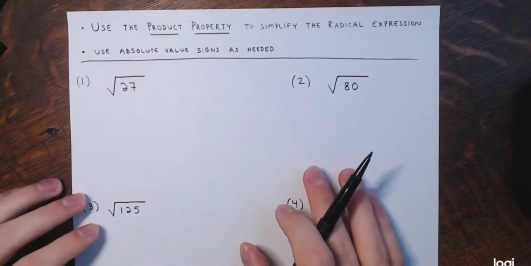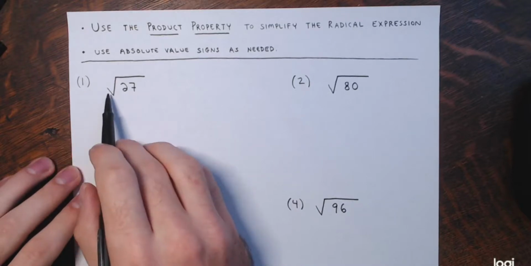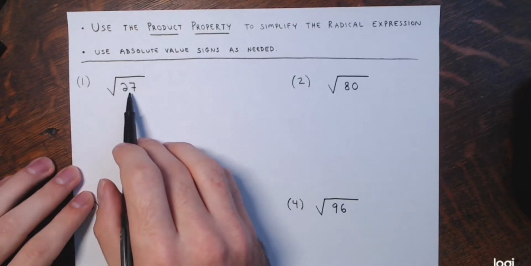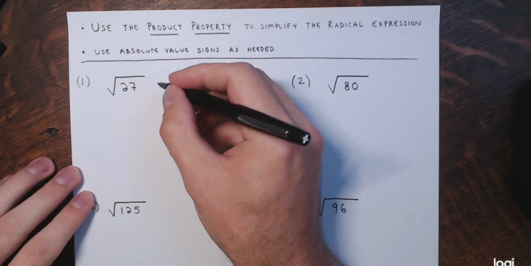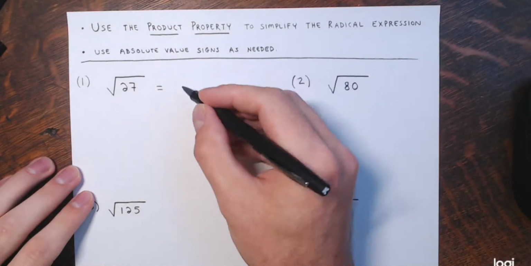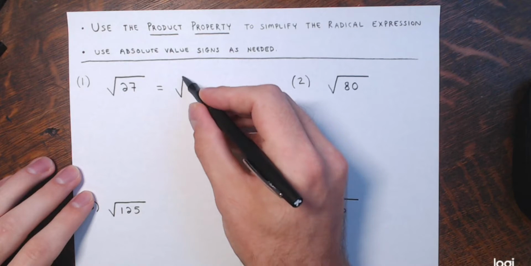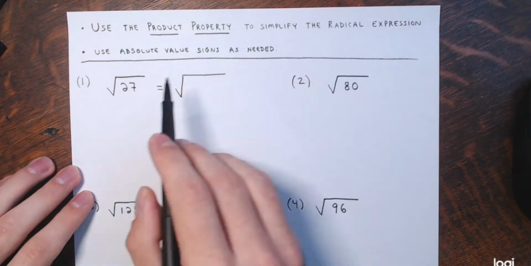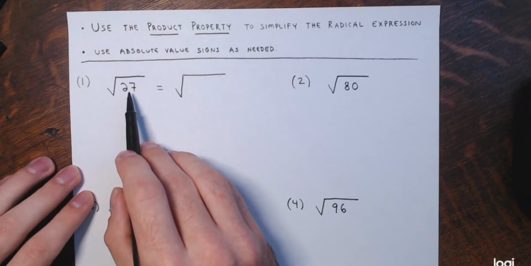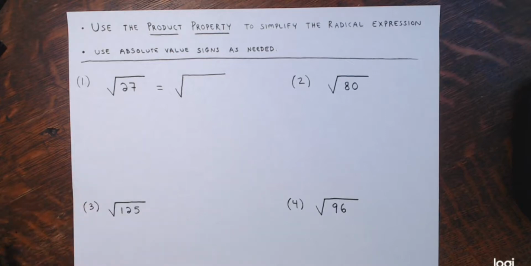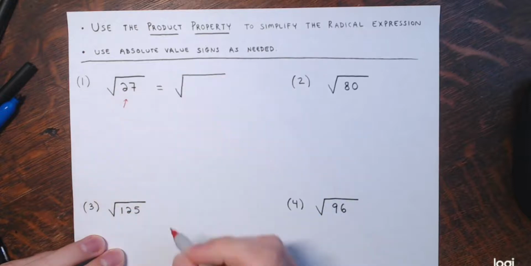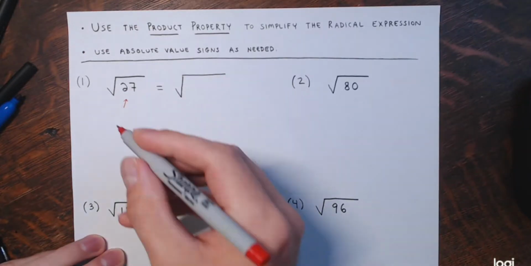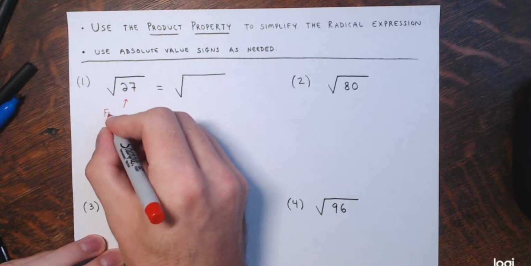Here, in example 1, I'm asked to simplify the square root of 27. Notice it is a square root. What I'm trying to do when I'm going to use this product property is rewrite this radicand. Well, first I'm going to factor the radicand completely. Let me say it that way. First, I'm going to take 27 or whatever number, whatever expression is inside the radical symbol. I'm going to factor it completely.